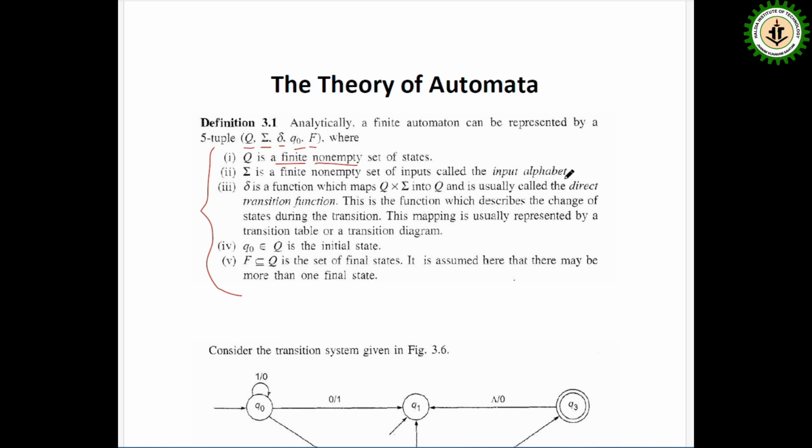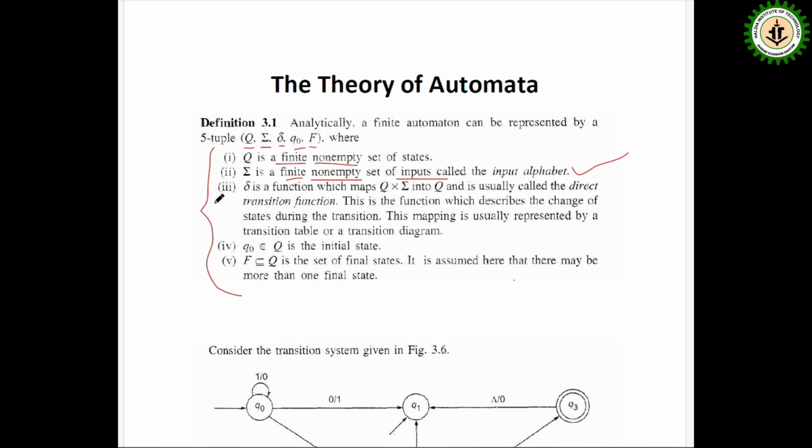The second is the symbol sigma. It is also a set, and the elements of this set are known as the inputs. So the number of inputs is finite. There is no case that the number of inputs is infinite, and it is also non-empty.